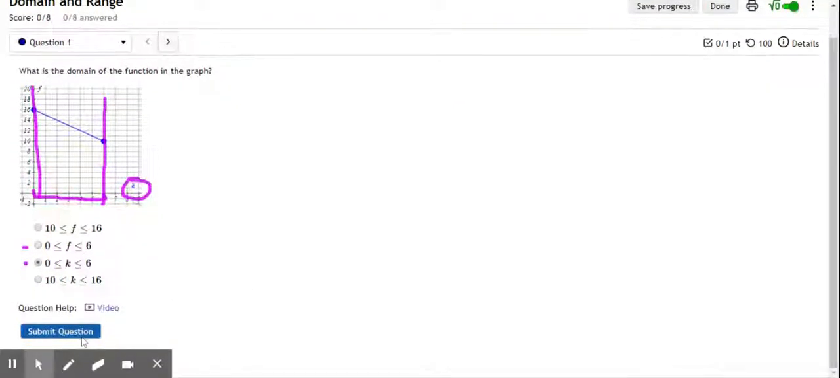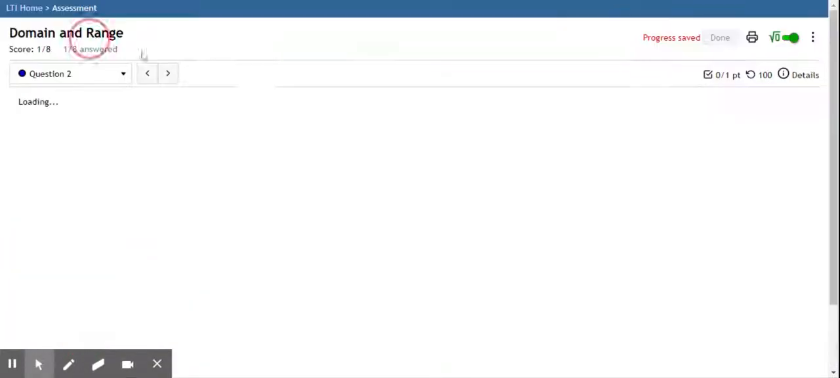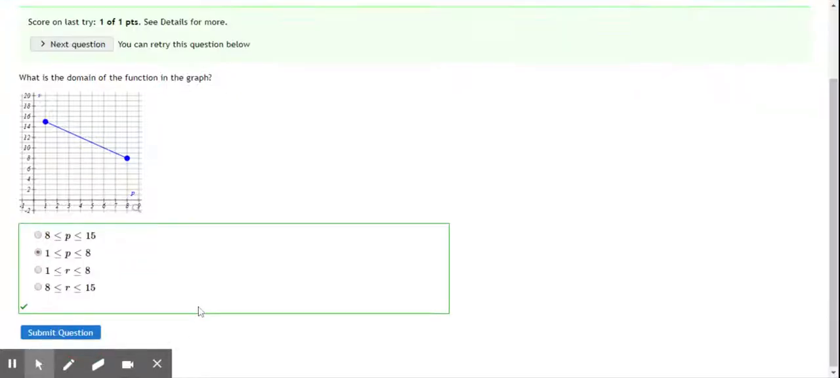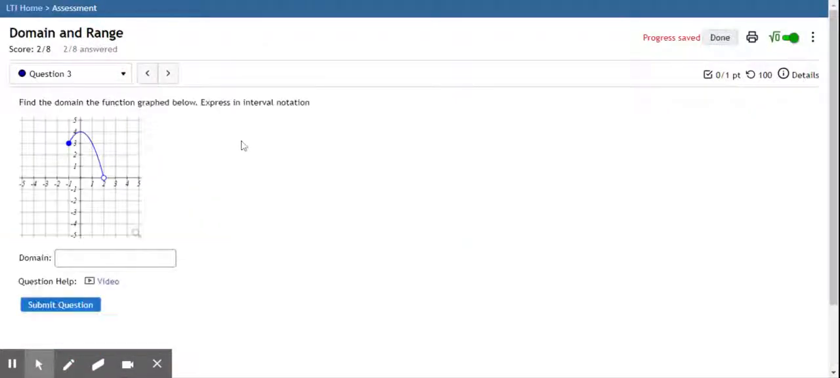All right, let's try the next one. This one's the same thing, domain. So left side to right side. Left to right is your domain. So this is going from 1 to 8. So it's one of these two. Now this is on the p-axis in my case. And your letters may be different, your numbers may be different.